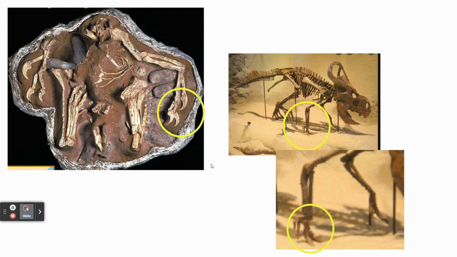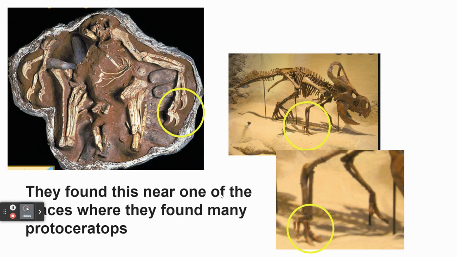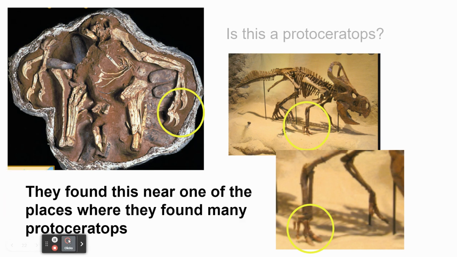And then they found something else. Near where they found all these Protoceratops, they found this. What's that? They found this picture, this new picture here. They found this near where they found all these other ones. What does that look like to you? Does this look like the same creature?